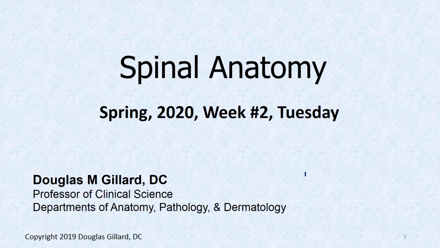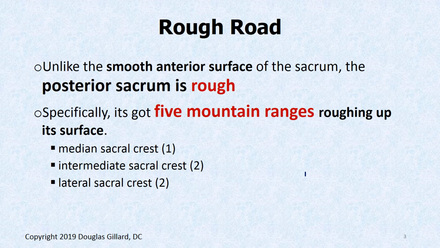All right, so Spinal Anatomy, it is spring of 2020. It's week 2. It's Tuesday. And we were talking about the sacrum. We talked about the anterior anatomy of the sacrum. Let's turn to the posterior side. Now, the anterior side, remember, was nice and smooth, but the posterior side is a pretty rough surface.